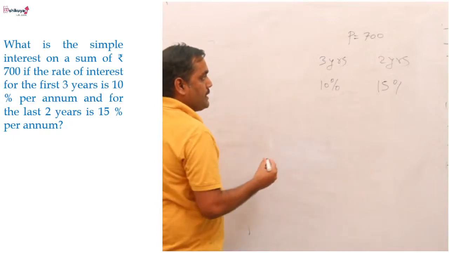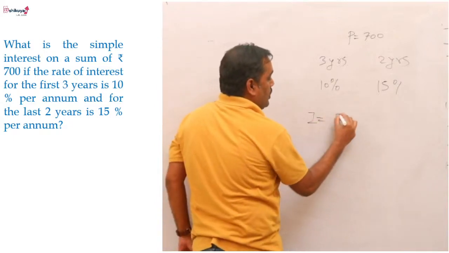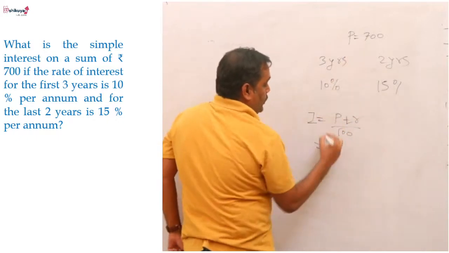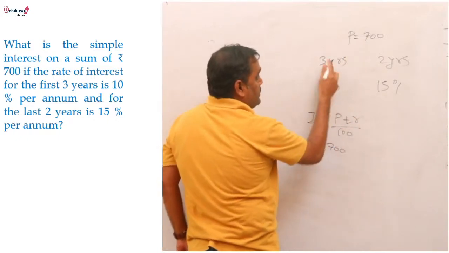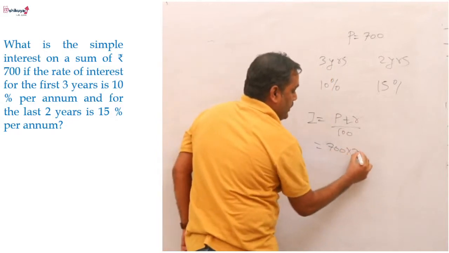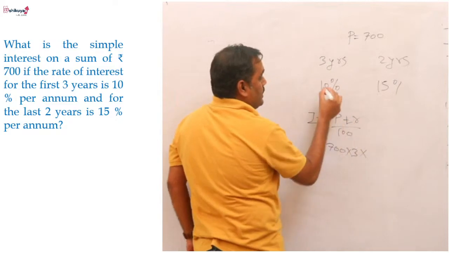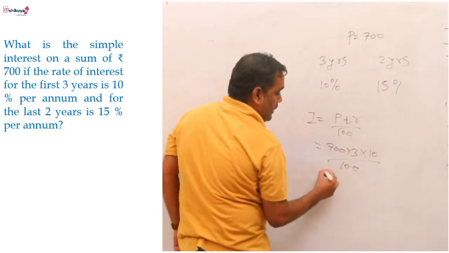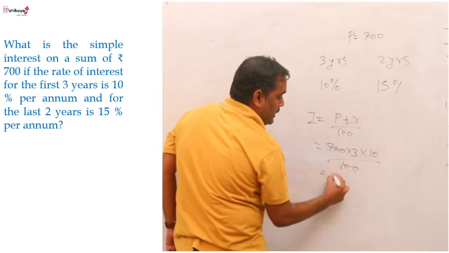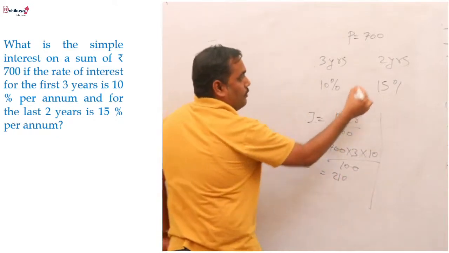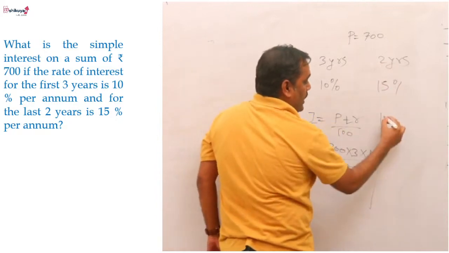So we have the basic equation, that is I is equal to PTR upon 100. Here P we know is 700. For the first duration, the number of years is 3. So 700 into 3 into R, that is 10% given here, divided by 100. With this we are getting 7 into 30, that is 210.